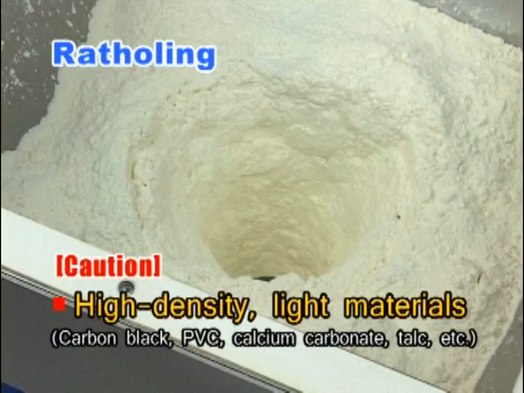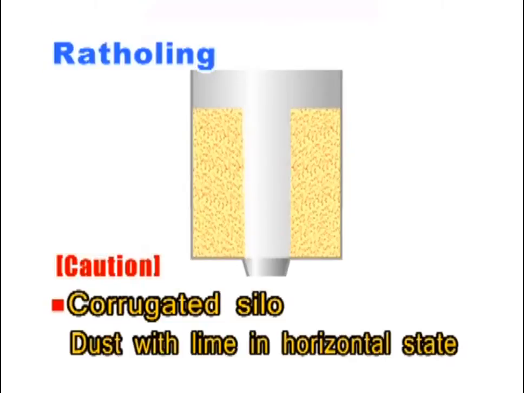Materials that tend to form the blockage, known as rat holing, as you can see here, also include carbon black, PVC, and other materials without strong viscosity. As in the corrugated silo, when the dust included in lime is collected on a flat floor, rat holing develops.